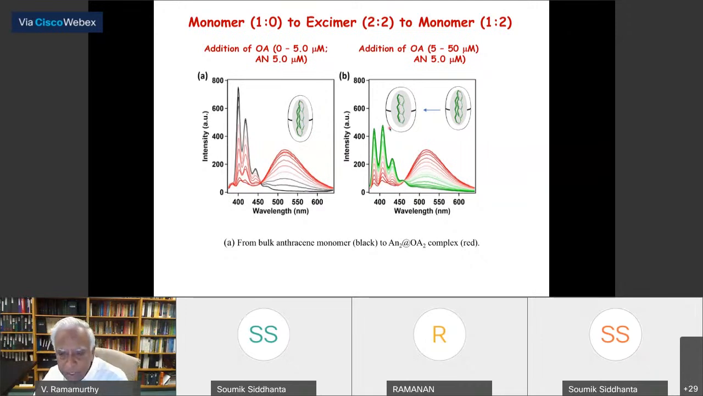Okay, now we need to know there are three spectra here, 1, 2, and 3. What exactly are these? From where do they come?